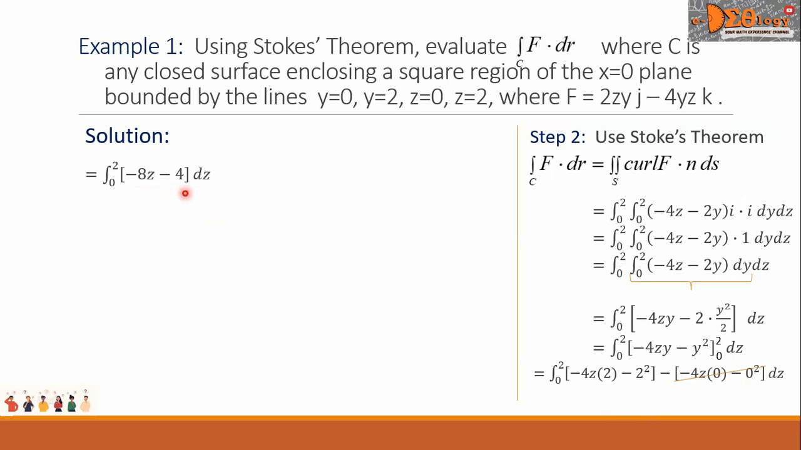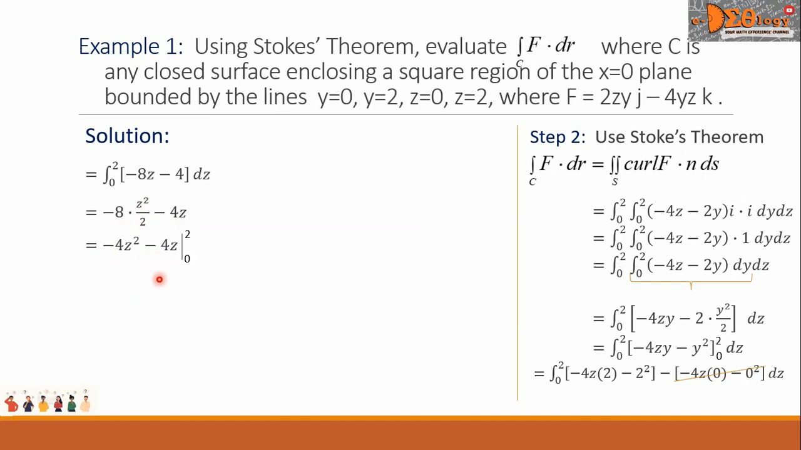This is now the new function. Let us now get the integral of this function with respect to z. So the integral of negative 8z with respect to z will be negative 8 times z squared over 2, minus the integral of 4 with respect to z. This is a constant, so we write 4z. We simplify this part into negative 4z squared, then we just copy negative 4z.